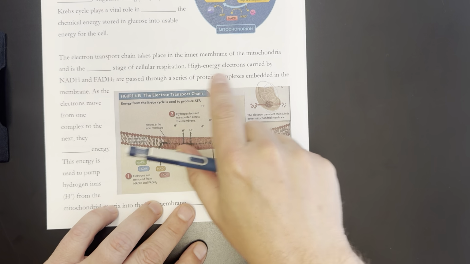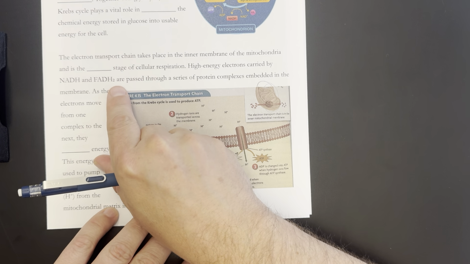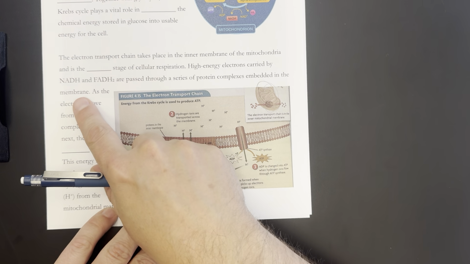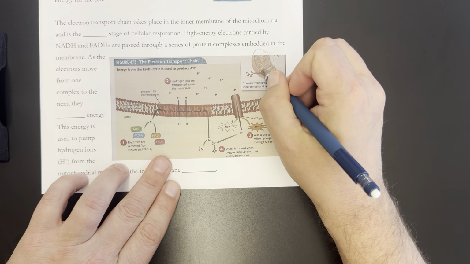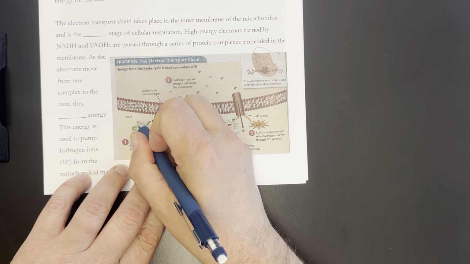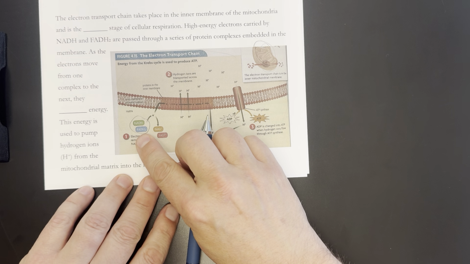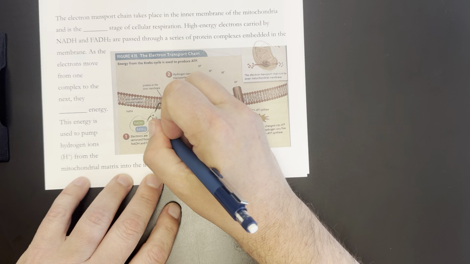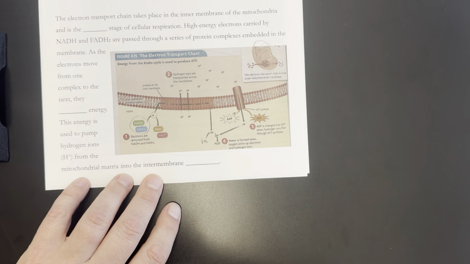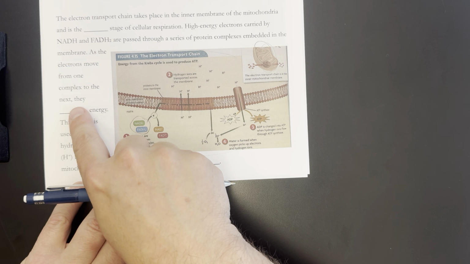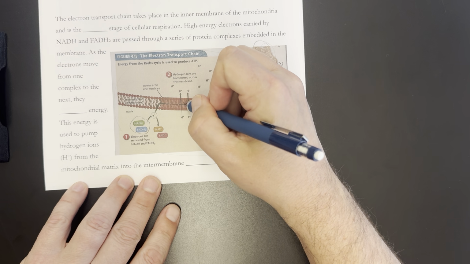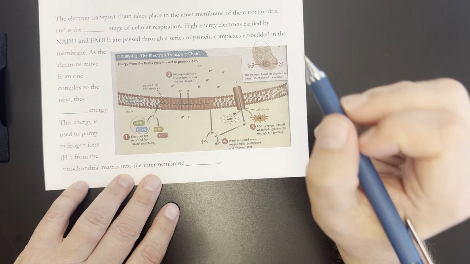High energy electrons carried by NADH and FADH2 are passed through a series of protein complexes embedded in the membrane. And we see this little area here kind of blown up. And here's my NADH and FADH2. They're going to give off these high energy electrons that now start to move through the cell membrane. As the electrons move from one complex to the next, they release energy. So these electrons are releasing energy, releasing energy, releasing energy. Well, that energy can do work.